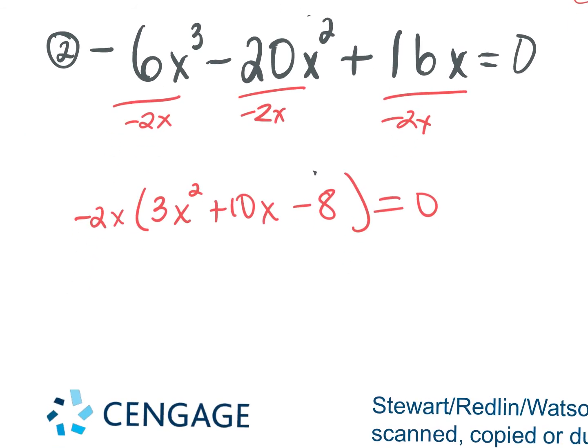So now we say, okay, can I factor this more? This is a trinomial. How do you see if you can factor a trinomial? Perfect. A times c. 3 times negative 8.